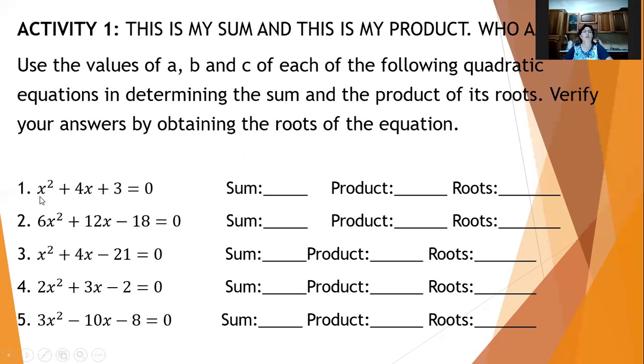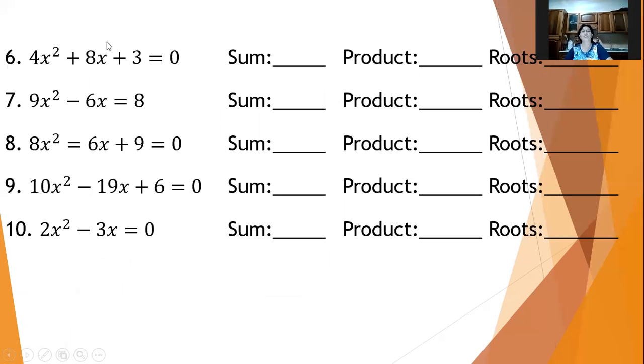For number 1, x squared plus 4x plus 3 is equal to 0. You have to find the sum, product, as well as the roots, and then you have to check. Number 2, number 3, number 4, number 5. Then number 6, the same procedure, 7, 8, 9, and 10. Again, you can copy or you can take a picture of this activity.